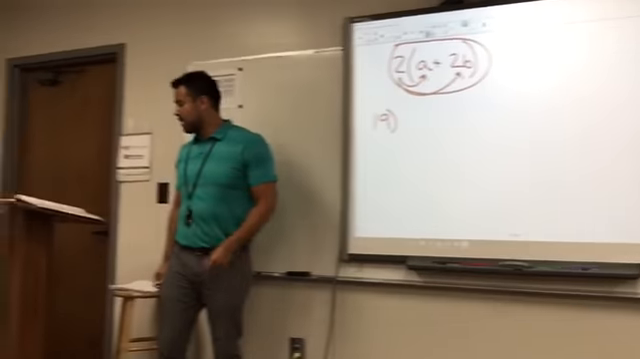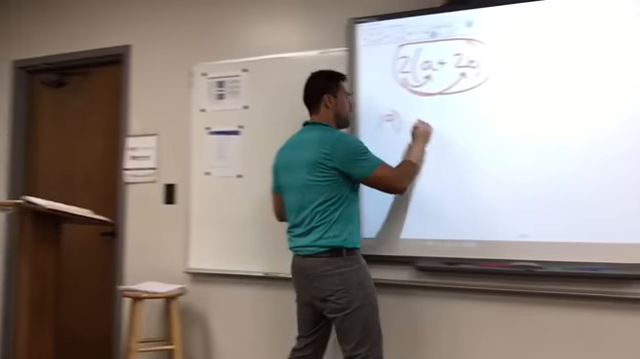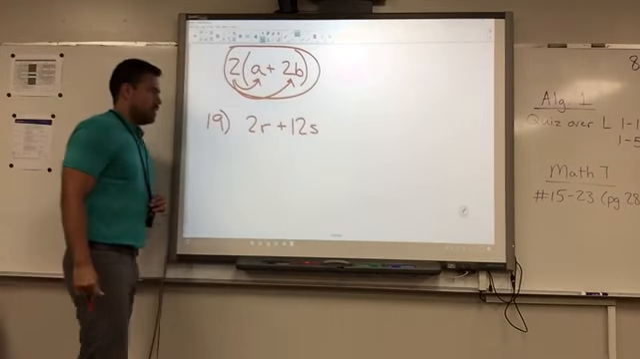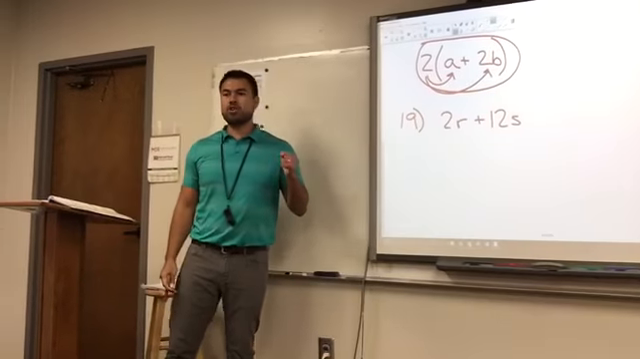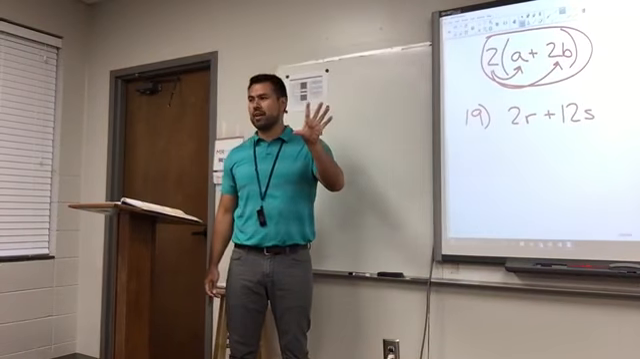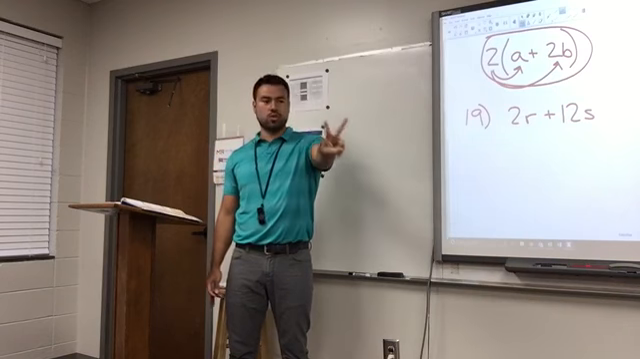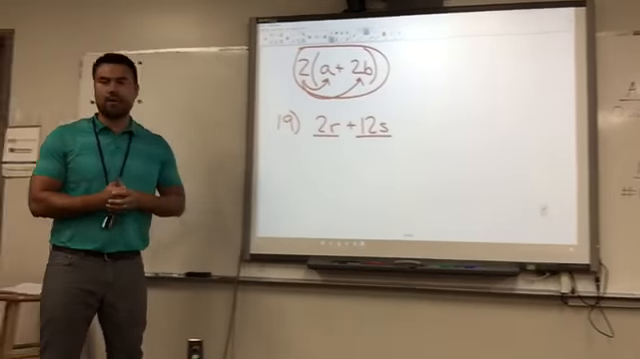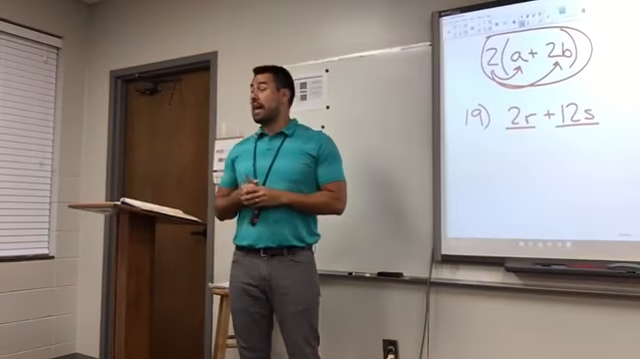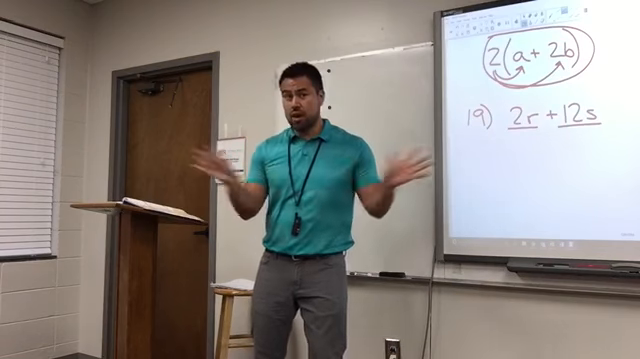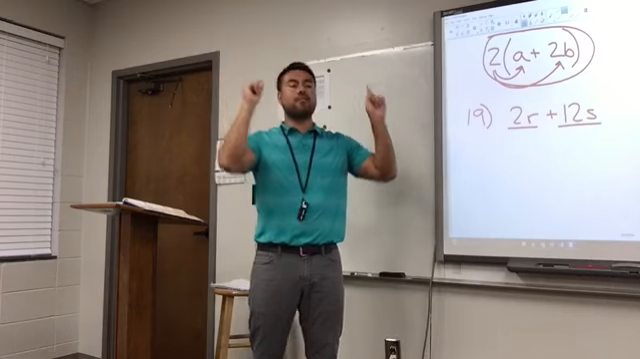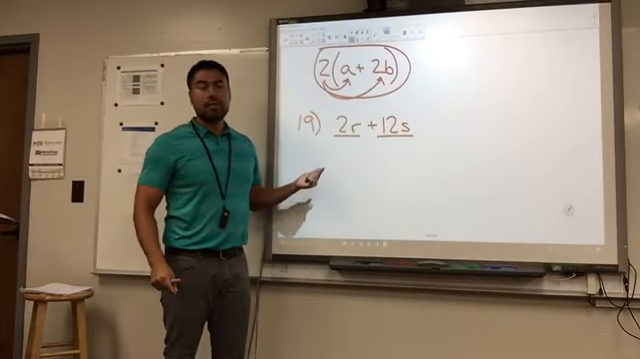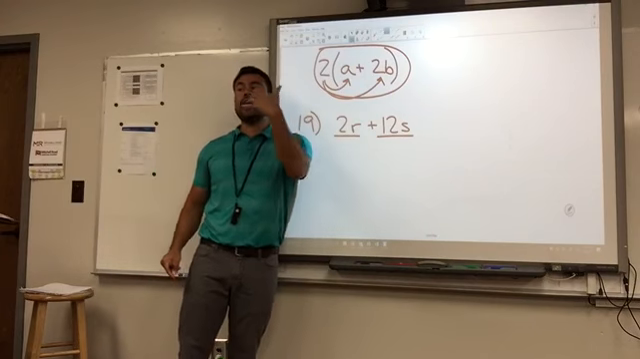All right. Number 19, 2r plus 12s. Okay. How many terms, everyone? Everyone should know how many terms by now, I hope. How many terms? 2. We're good with that? And so I just underline them so I know, okay, those are the numbers I'm talking about. Are they like terms, though? No, because they don't have the same variable. So am I going to pull out the variable? No. But is there something I can pull out?